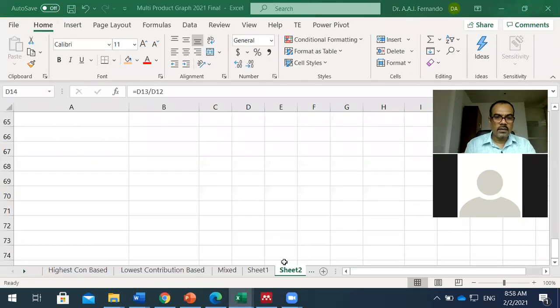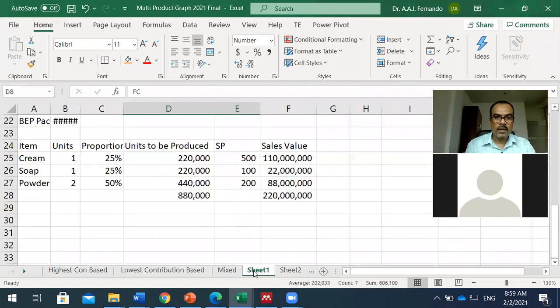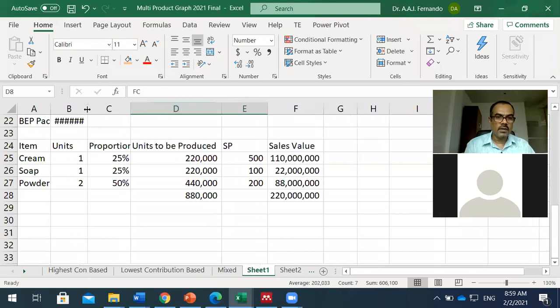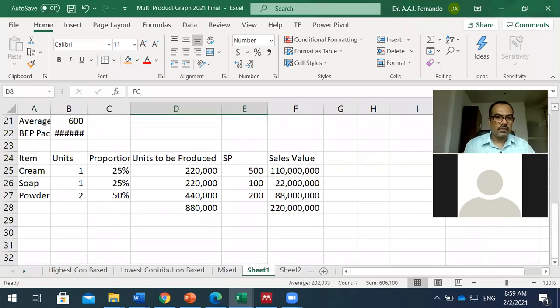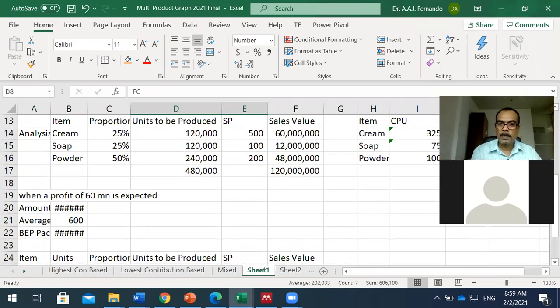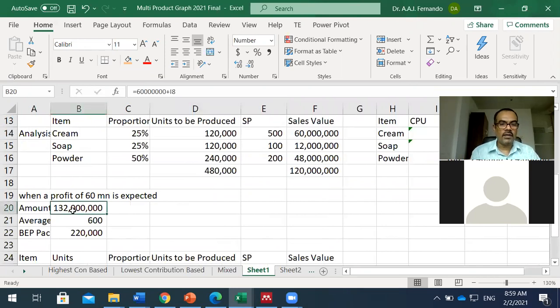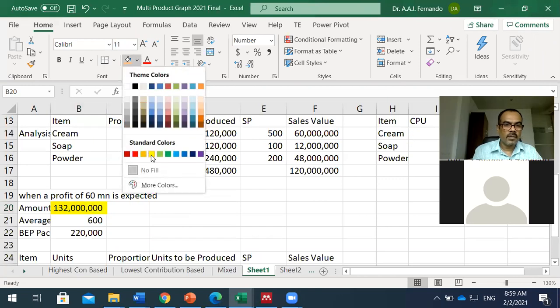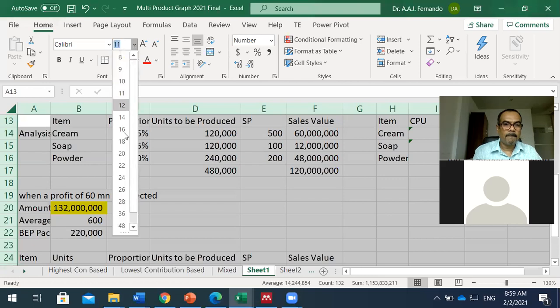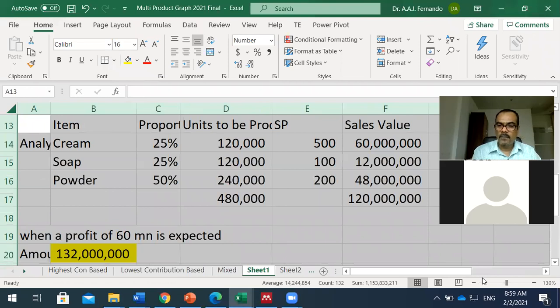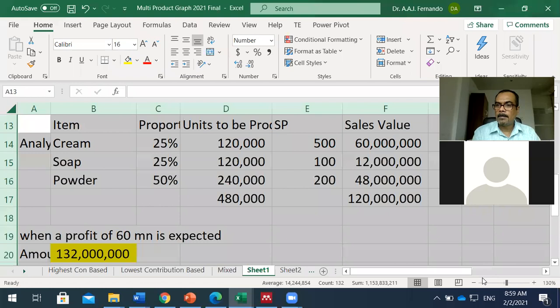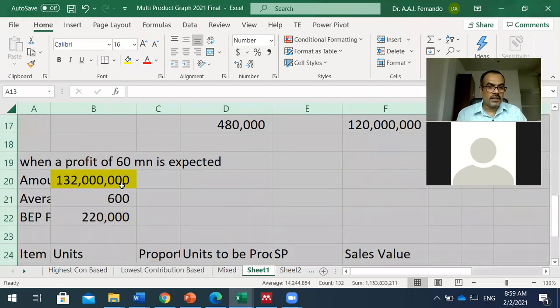Then go to Excel. You can see, yeah, this is the calculation. Second calculation, what do you do? When a profit is expected, you see, your amount to be recovered is 132 million. I hope you can see it. 132 million. So this is the target. So this is the ultimate cost that you need to recover from your contribution.